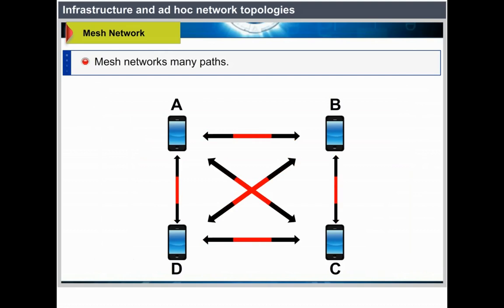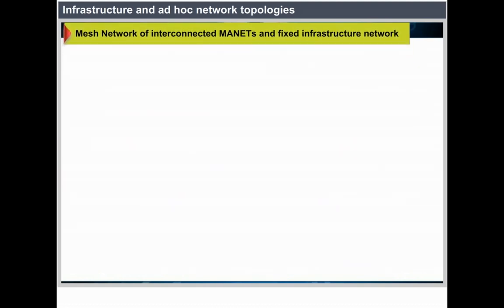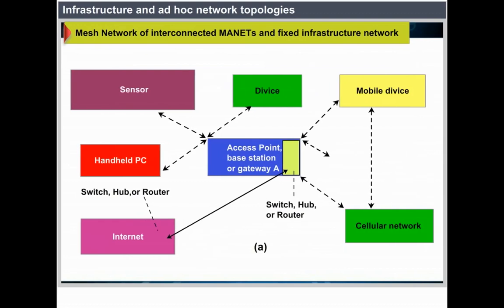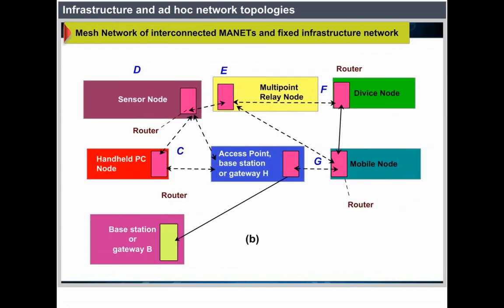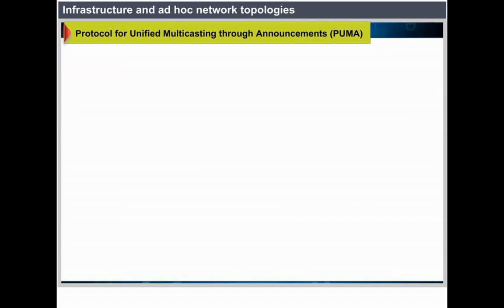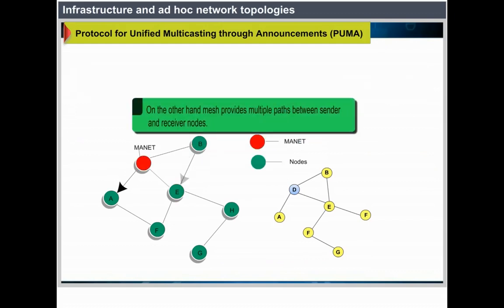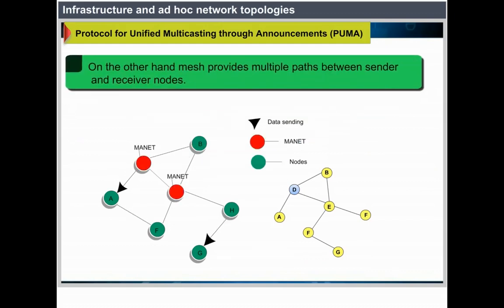Mesh networks have many paths. Mesh network of interconnected MANETs and fixed infrastructure network. Protocol for Unified Multicasting through Announcements, PUMA. A protocol that builds a mesh that connects MANET nodes with each other. On the other hand, mesh provides multiple paths between sender and receiver nodes.